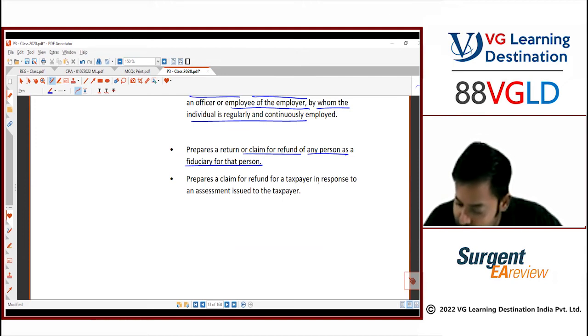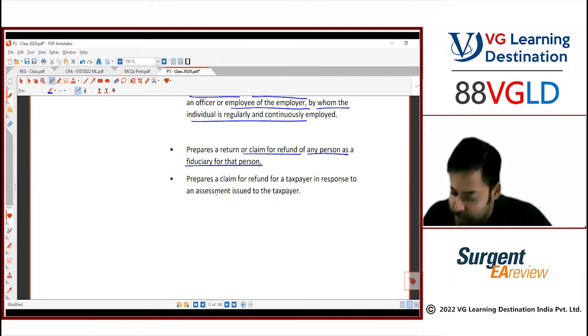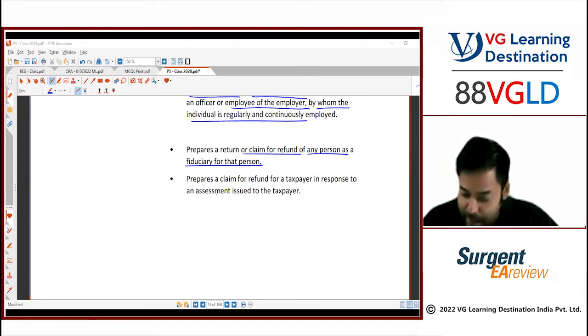Or preparing a claim for refund for the taxpayer in response to an assessment issued. So you're looking to claim a refund in that case. In all of these cases, the individual is not going to be considered a TRP.